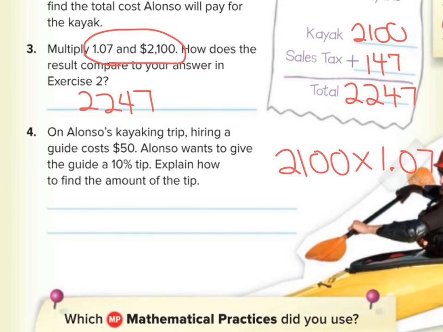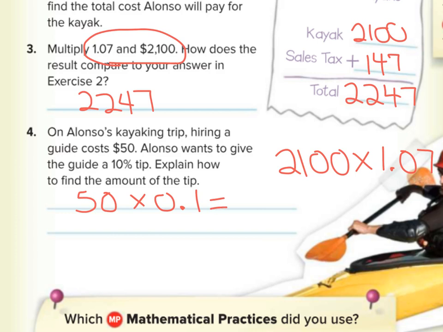So, let's look at number 4. On Alonso's kayaking trip, hiring a guide cost $50. Alonso wants to give the guide a 10% tip. Explain how to find the amount of the tip. So we have $50, right? And we want to find out what 10% is. 10%, we have to write it as 0.1, right? 10% is 1/10 of 100. So there it is. This is 10% written as a decimal. So that'll give us what 10% is, which is 5, right?